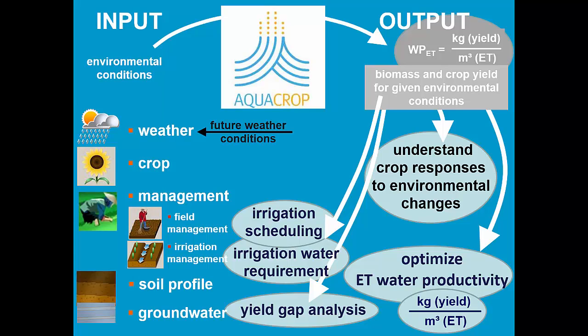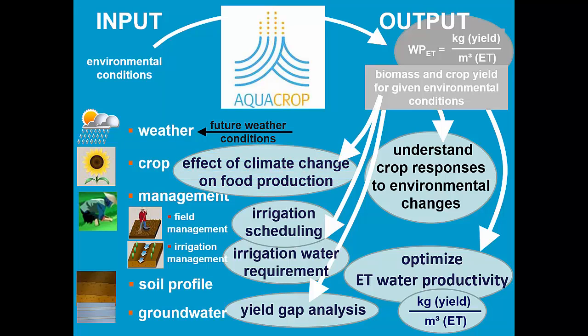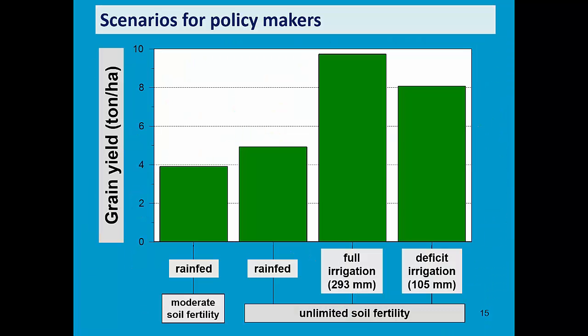By running AquaCrop for future weather conditions, you can calculate the effect of climate change on food production. We can also use AquaCrop for preparing scenarios for policymakers.